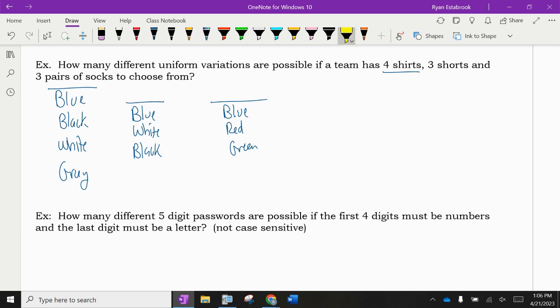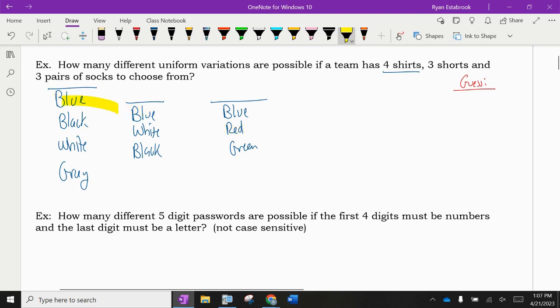So the uniforms I could wear: blue shirt, blue shorts, and blue socks. That is one uniform. Or I could wear blue shirt, blue shorts, and red socks. That is different because not everything is the same. That is a different order. It's called a permutation because the order does matter here. The question is, how many total different uniform combinations or variations could you have? I want you to think about that for a second, and I want you to write down what is your guess.